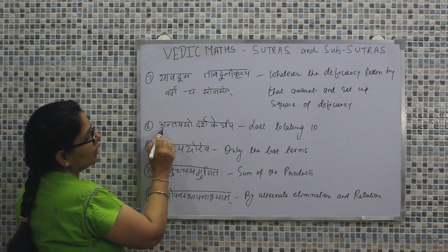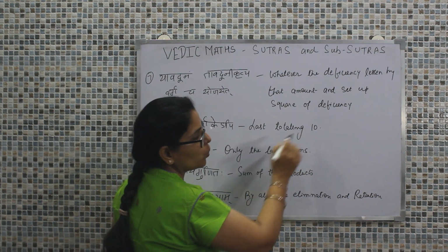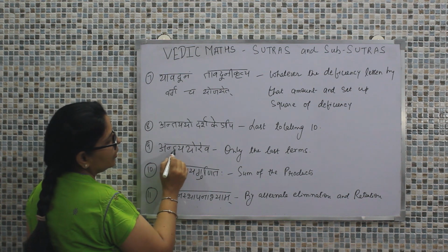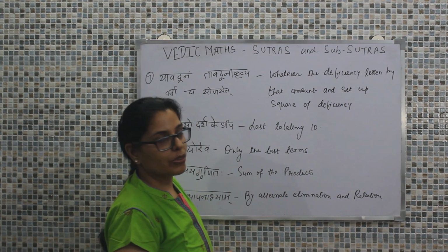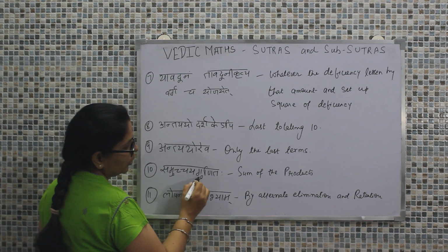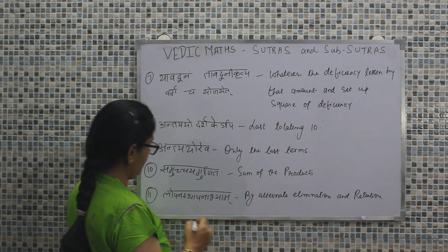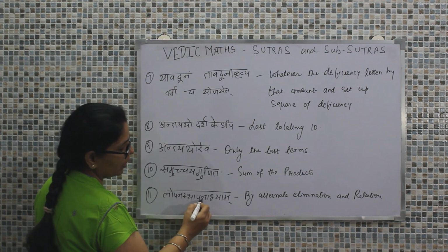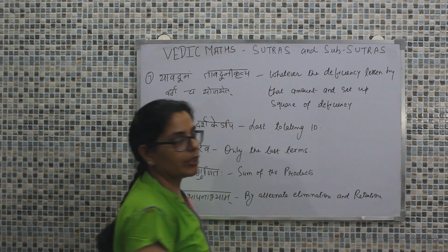The 8th one, Antyayor Dashakepi. That is last totaling to 10. The 9th sub-sutra, Antyayoreva. That is only the last terms. The 10th sub-sutra, Samuccayagunitah. That is the sum of the products. The 11th sub-sutra, Lopanasthapanabhyam. By alternate elimination and retention.